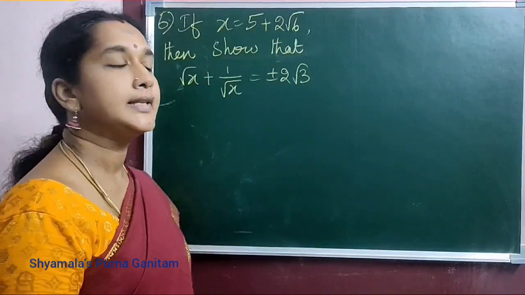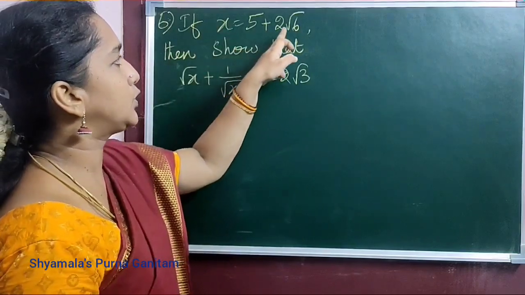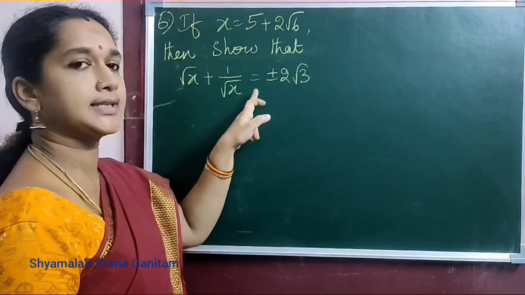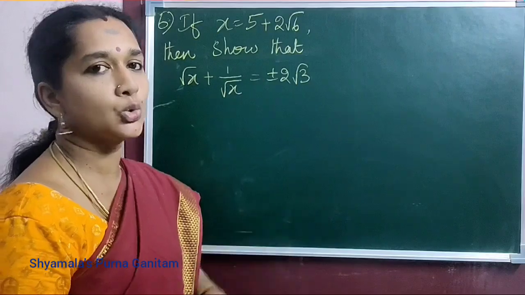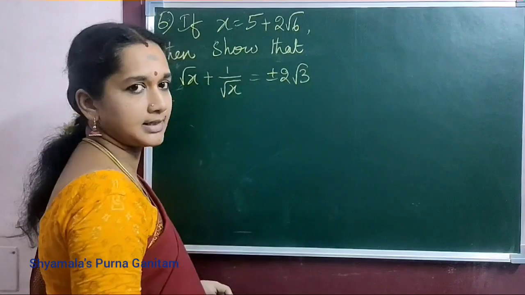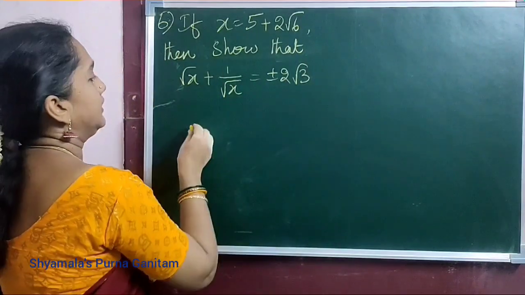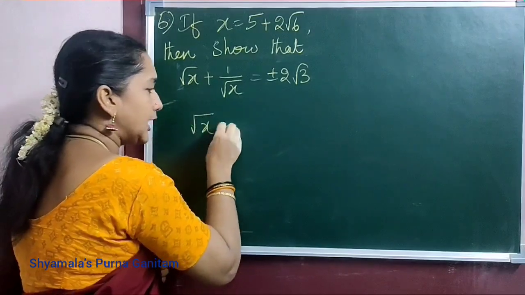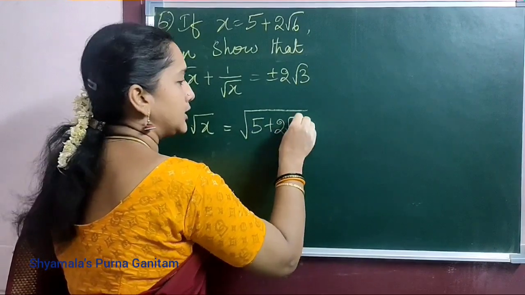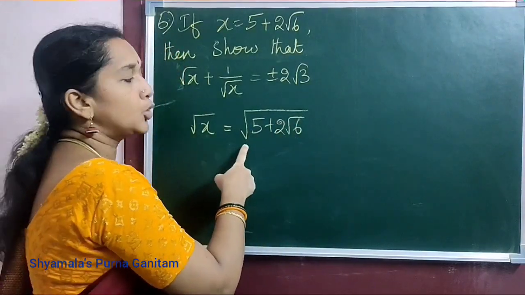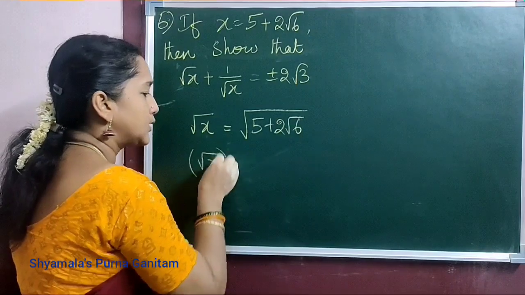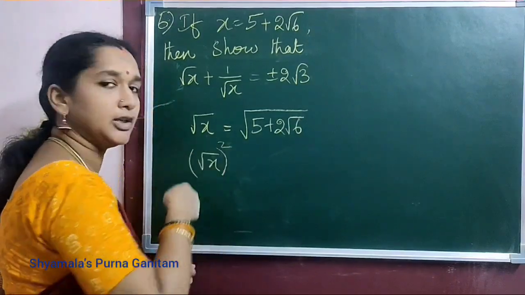Okay. Then the sixth sum. If x is equal to 5 plus 2 root 6, then show that root x plus 1 by root x is equal to plus or minus 2 root 3. Okay. So here root x plus 1 by root x is what is given. So for doing that, we'll take root x is equal to root of 5 plus 2 root 6. Now we will find the square of this so that this root value will get removed.